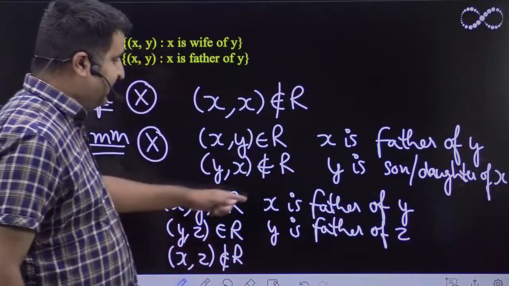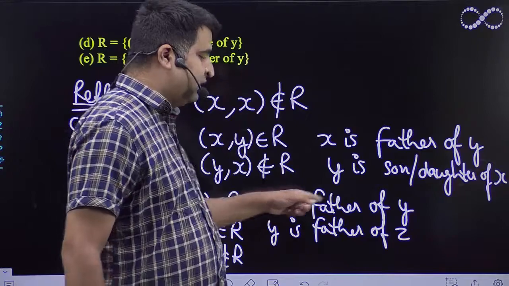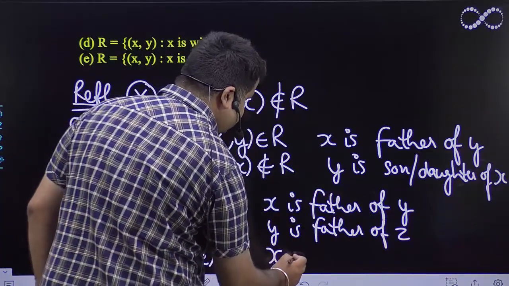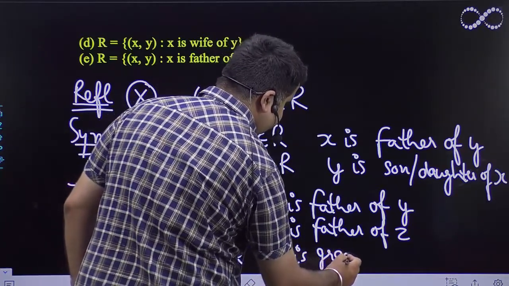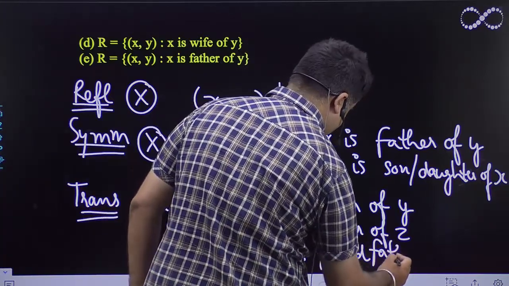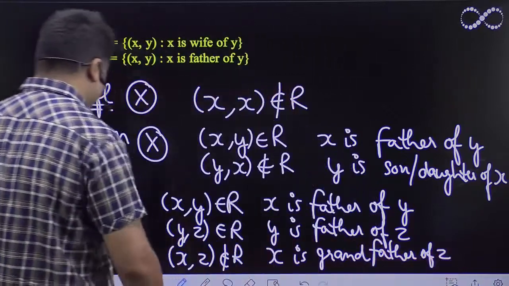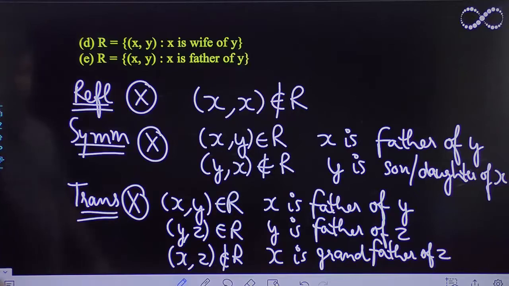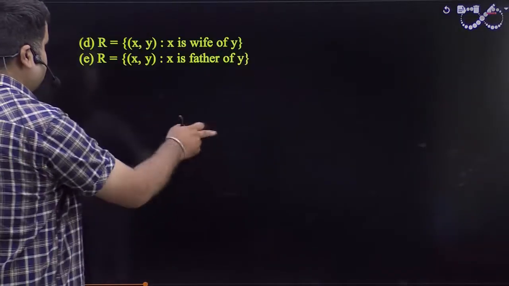Since x is the father of y and y is the father of z, x will be the grandfather of z. So xz does not belong to R, because x is the grandfather of z. Therefore this is not a transitive relation. So we are done with the first question. Let's move on to the second question now.